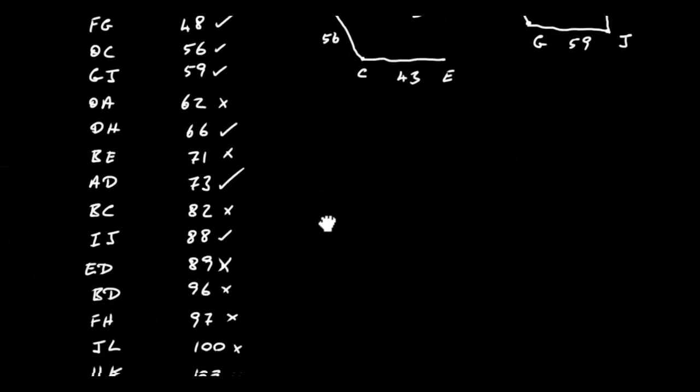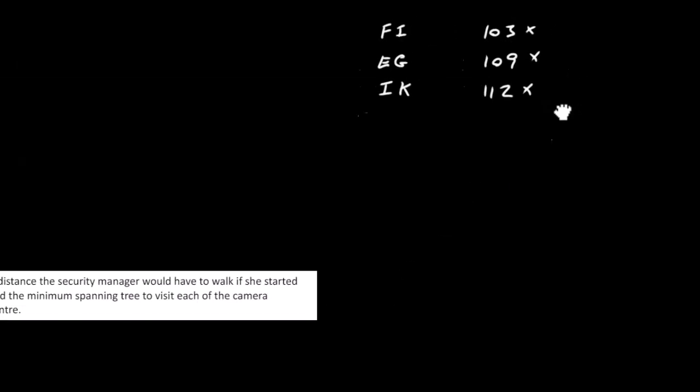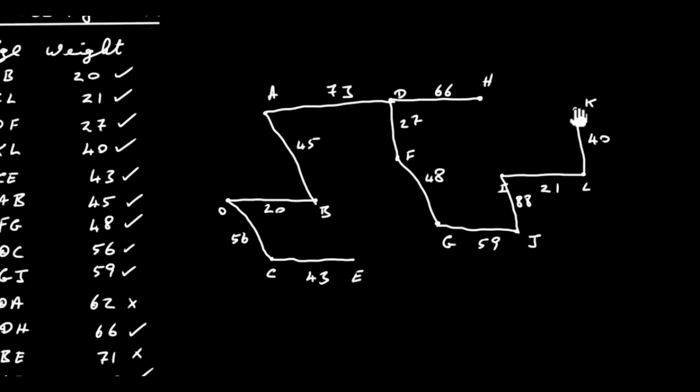Now where does she end up? Does it say? Calculate the shortest total distance the security manager would have to walk if she started at her office and followed the minimum spanning tree to visit each of the camera locations in the shopping centre. No, so she can finish at K. So you've got to go down here and back again, across here, over here, back again, and then down along here and then up to K. So you've got to add all those up.